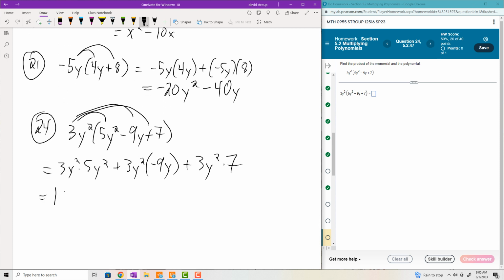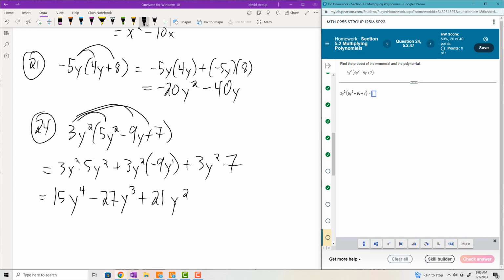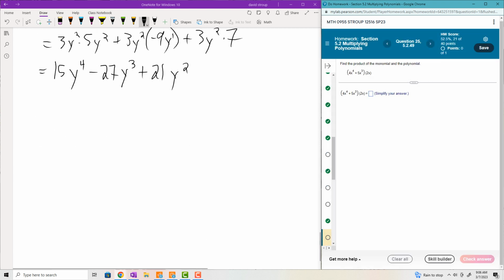And then 3 times 5 is 15, y squared times y squared, add the exponents. 2 plus 2 is 4. Then minus 27 y squared times y, so that would be 2 plus 1 y cubed. Then plus 21 y squared. This is just, you can put the term, the monomial, on either side, and it'll still work out the same.